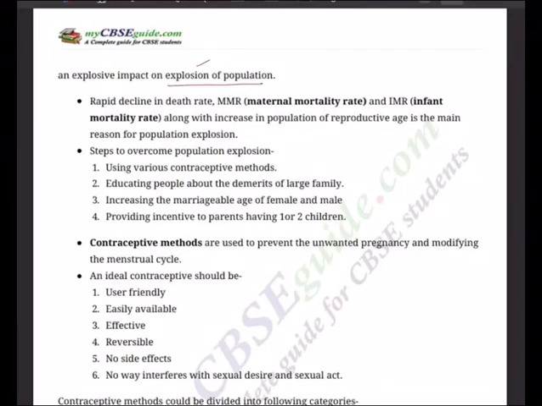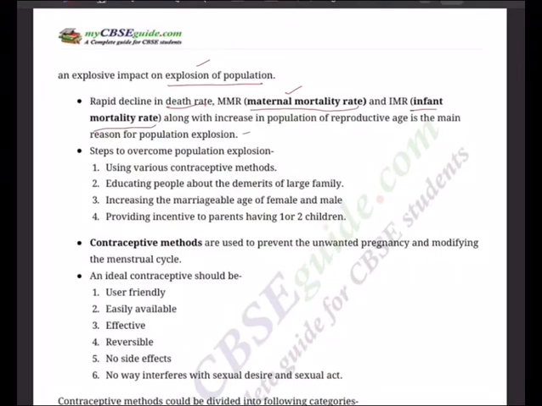A rapid decline in death rate, MMR, maternal mortality rate, and IMR, infant mortality rate, along with the increase in population of reproductive age, is the main reason for population explosion. Why is population becoming uncontrollable in our country? These are the rates. The number of people dying per 1,000 is called death rate or mortality rate. When I was young in my village, the death rate was highest. People were dying even due to common ailments like fever. Now it's not the case.